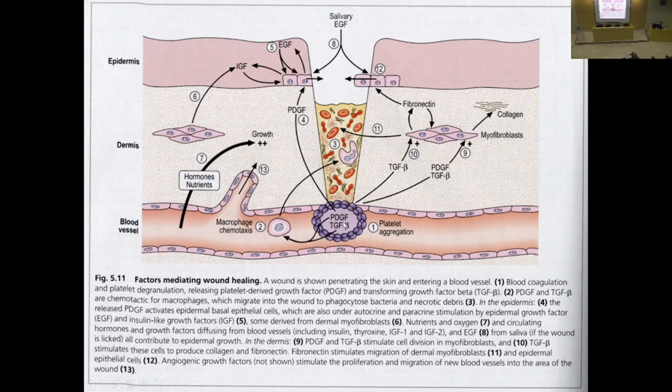On the other hand, these two factors will also stimulate the myofibroblast around the blood vessels to lay out more collagen, as well as fibronectin. Fibronectin is also required, it will migrate into the wound to close it up. All right? So this is, in simple terms, how these factors affect wound healing.